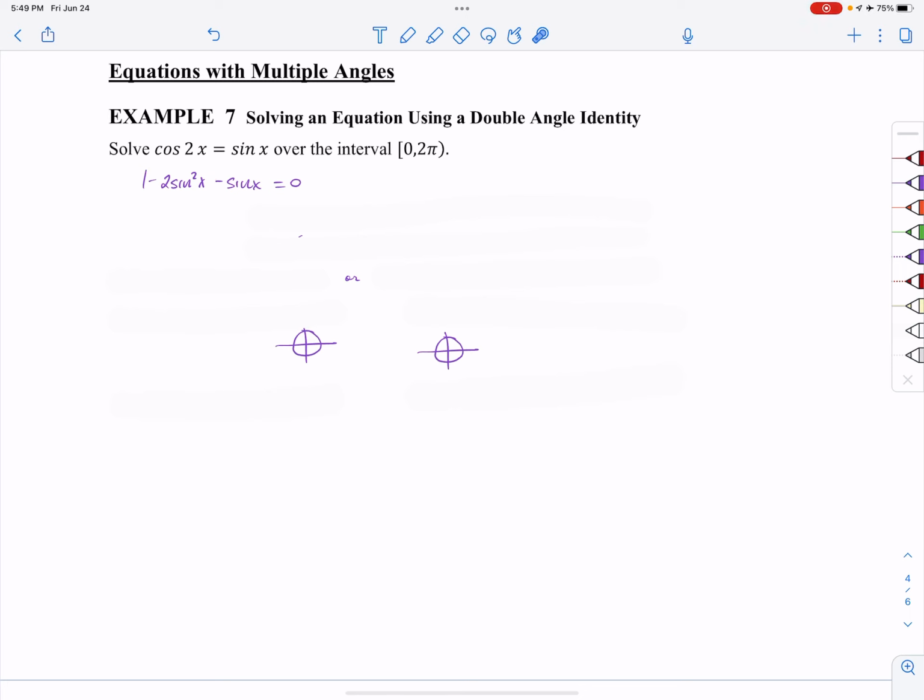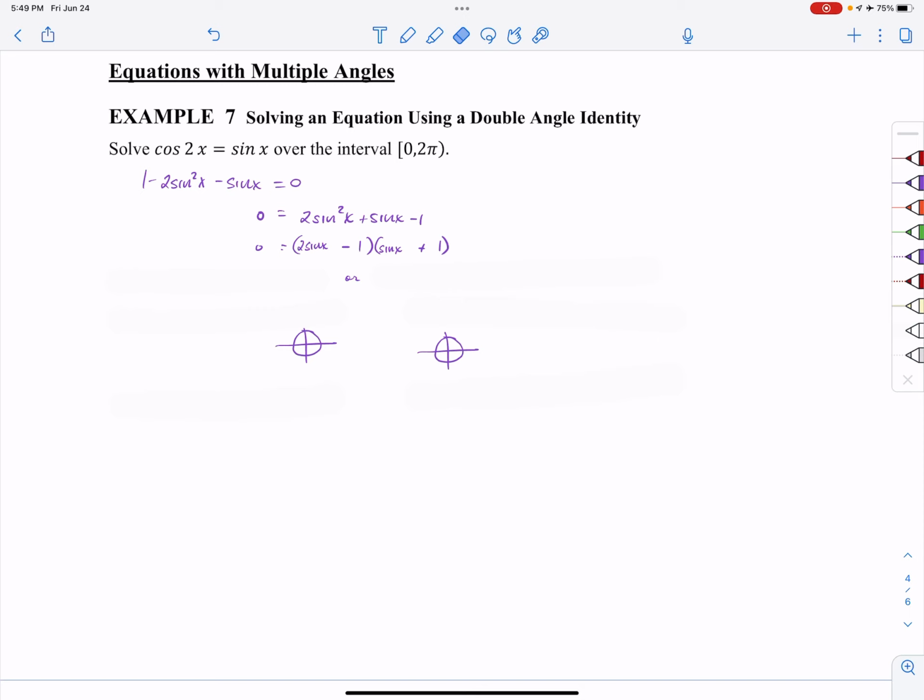I went ahead and took this one over to the left side. So that's minus sine of x is equal to 0. And this looks like one of my normal quadratics. So what I did was I basically took all three pieces to the other side. That's a psychological issue for me. I like having a positive a value personally. All right, so it is factorable.